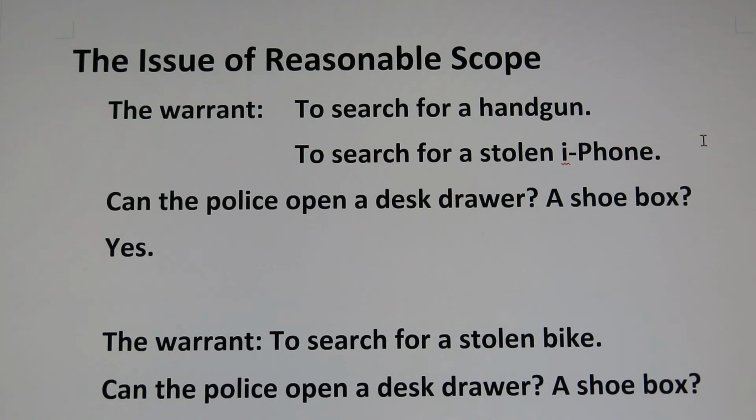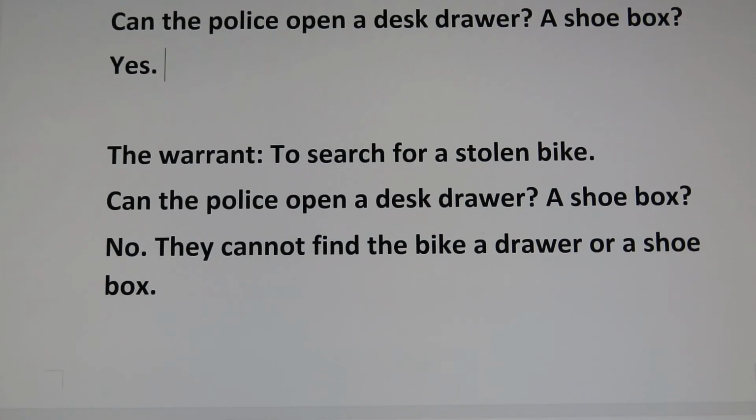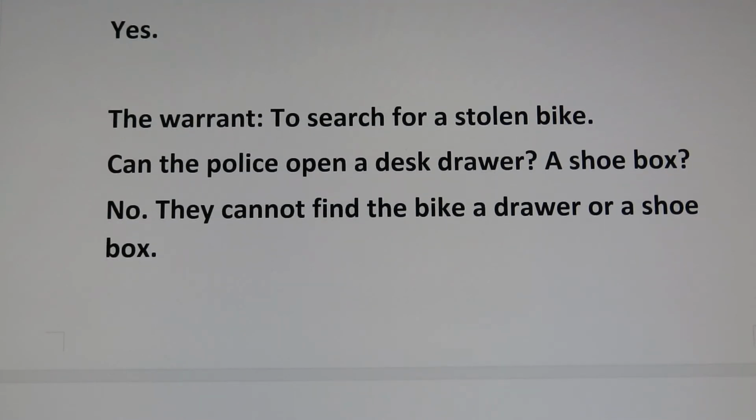But suppose we have a warrant. The warrant says the police would go to this residence to conduct a search for a stolen bag. Can the police open a desk drawer? Can the police open a shoebox to conduct the search? The answer is no, because police could not find a bag in a desk drawer. Police could not find a bag in a shoebox. So if they conduct a search and open a desk drawer or a shoebox or maybe a cookie jar, they would have gone beyond the reasonable scope of search. That search would become an illegal search.